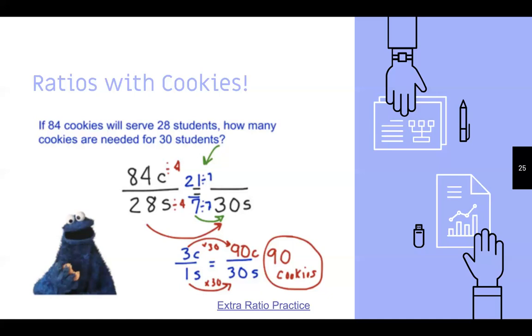What they had done here is divided 84 and 28 by 4 to start. Just a very simple division to get 21 over 7. And then they saw that 7 goes into it again. 3 would be on the top and 1 is on the bottom. And there's another link here for extra ratio practice. Some of these more complex problems, I highly suggest you go take a look.